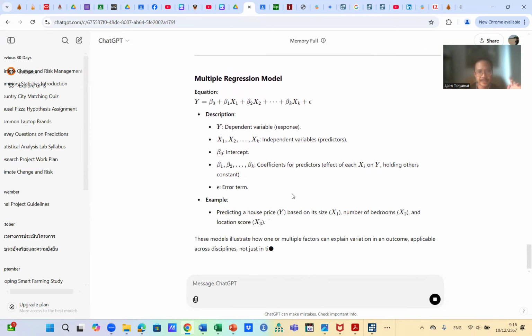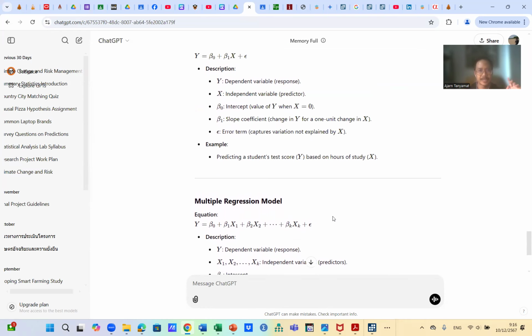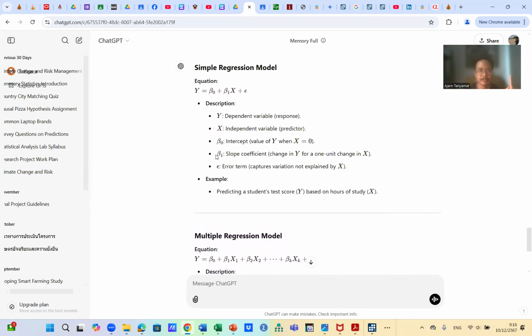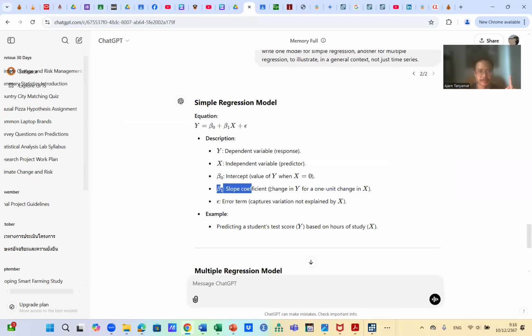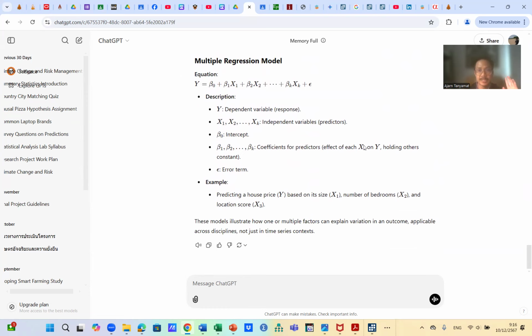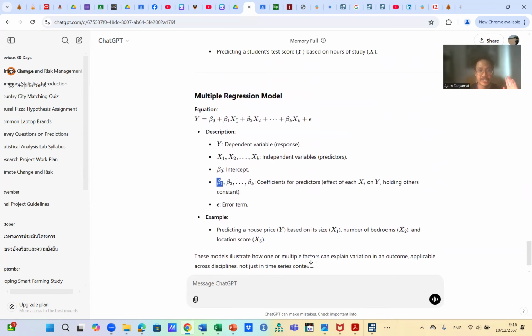And the interpretation of these is going to be slightly different here. For the simple regression, it's the change in y for one unit change in x. I talked about that. But for multiple regression, it's going to be the change in each x. For example, if you're talking about beta 1, it's going to be the effect of the change in x1 on y, while all the other variables in the model are constant.